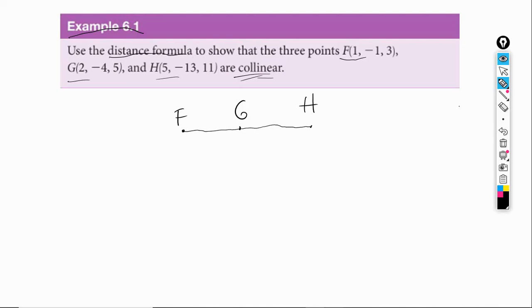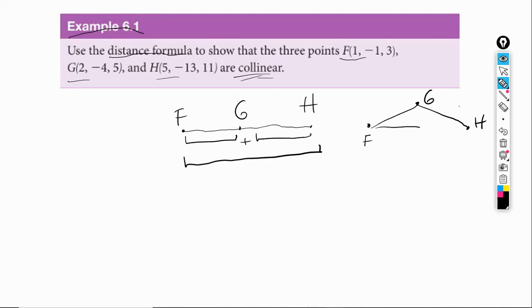In order to prove this, if 3 points are collinear, that means that if I find this distance and add it to this distance, if I find FG and add it to GH, it should equal the full distance from F to H. Now that is logical. Just imagine if they were not collinear. Let's say this is point F, this is point G, and this is point H. Then the points are not collinear. They would form a triangle. Then obviously this distance plus this distance would be more than FH.